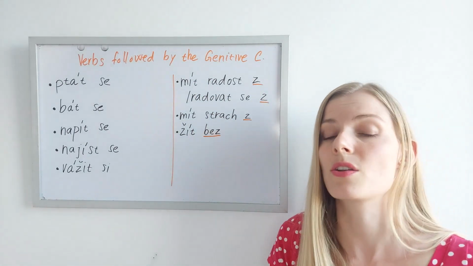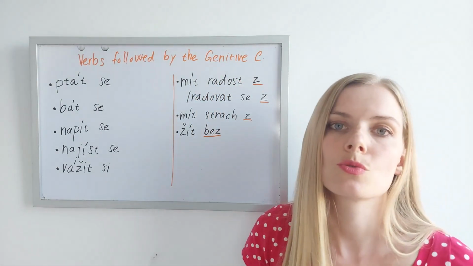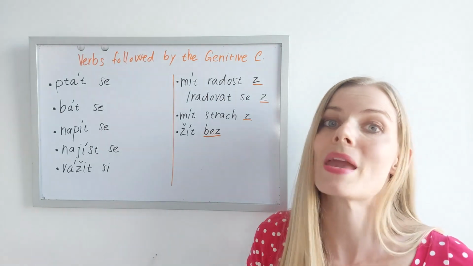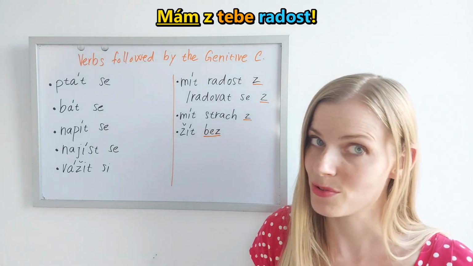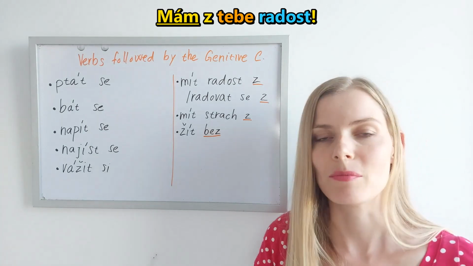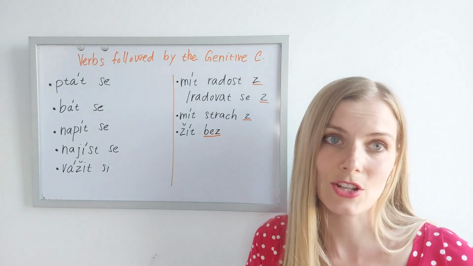Now the remaining verbs which are easier to spot because we have these prepositions z and bez, those are kind of like phrasal verbs. Mít radost z, to be happy about something, to feel joy. Something makes us happy. Mám z tebe radost. You make me happy, or you have made me happy. You could also use this verb, radovat se z něčeho.